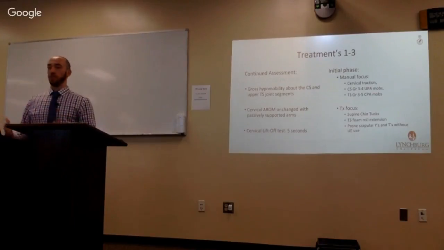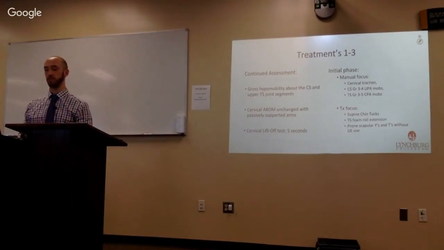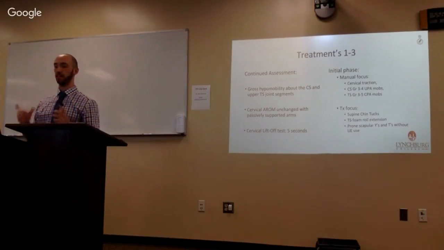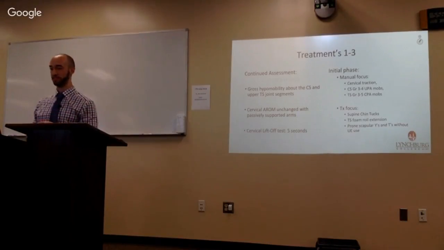So our first 3 treatments, since our evaluation was divided into upper extremity and cervical, we continued to make assessments. What we found was gross hypomobility about the C-spine and upper T-spine joint segments. And his active range of motion at the C-spine was unchanged with passively supported arms, so that pushes us more towards joint. And then we did a deep neck flexor cervical liftoff test, which he got 5 seconds on, and really you want 30 seconds. So that's not too good.